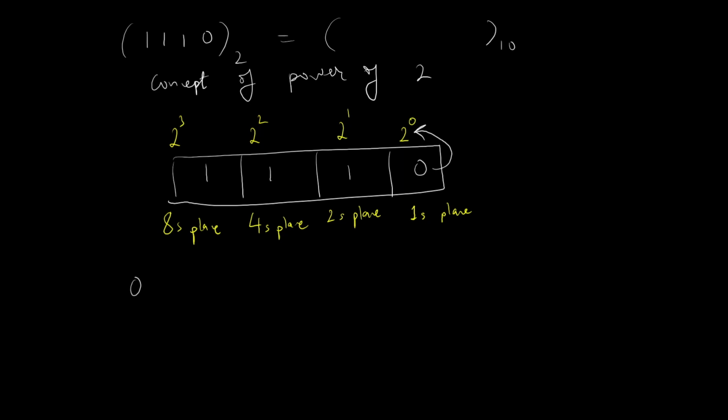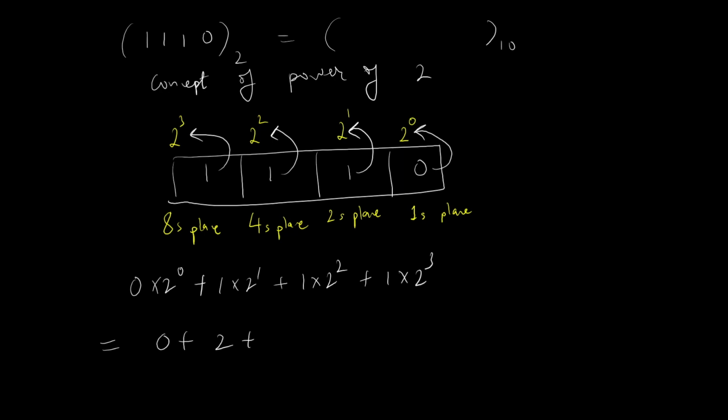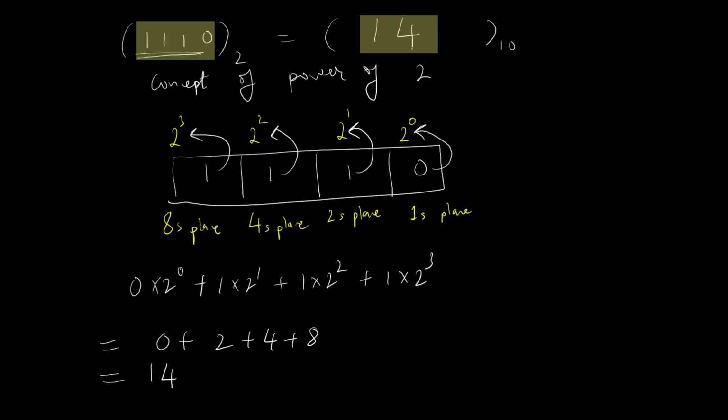Multiply 0 with its place value 1 plus multiply 1 with the place value 2 plus multiply 1 with place value 4 plus multiply 1 with place value 8. The answer is 0 plus 2 plus 4 plus 8, which is equivalent to 14. So we say that the binary 1110 is equivalent to decimal 14. That's all. I hope I answered your question.